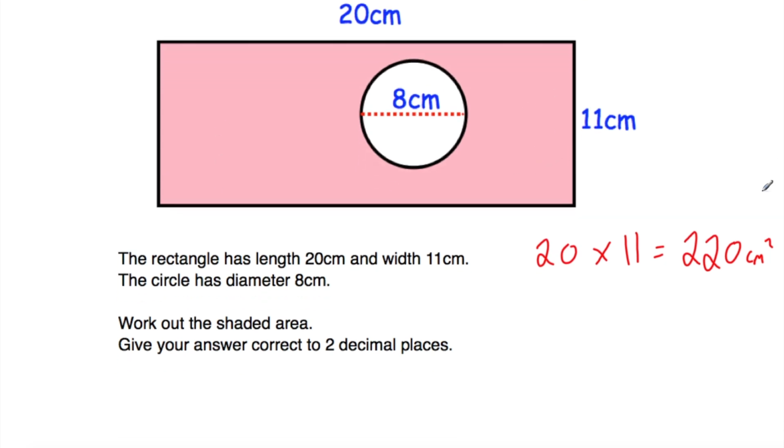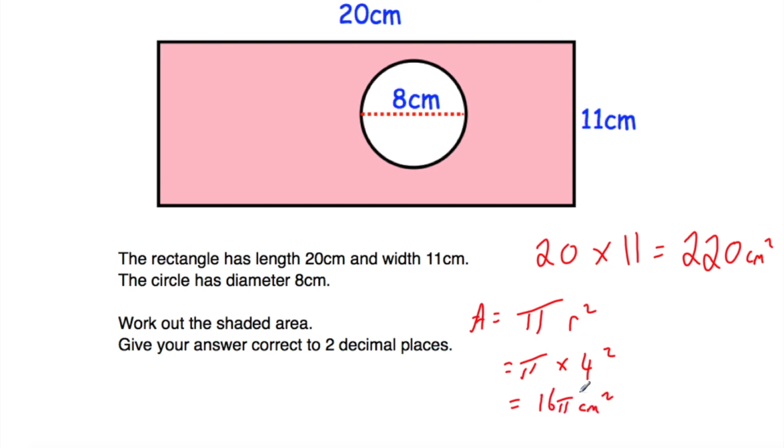So let's do that. The area of a circle, area equals pi r squared. Remember, circumference is pi times diameter, but area is pi r squared. So we're going to do pi times the radius of the circle. That's halfway across, so halfway across the circle will be 4. So we're going to do pi times 4 squared on our calculator, and that is equal to 16 pi, so 16 pi centimeters squared.